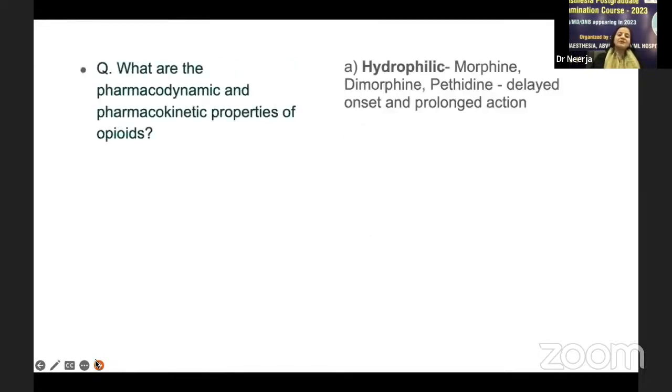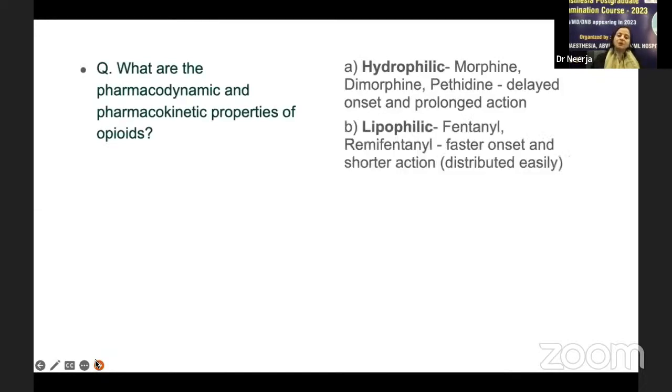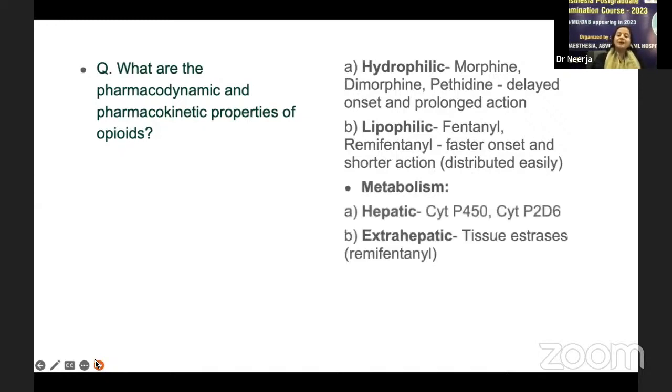As far as pharmacodynamics and pharmacokinetics is concerned, there are two types of molecules, hydrophilic and lipophilic. Lipophilic are the ones, fentanyl, remifentanil. By virtue of being lipophilic in nature, they have got faster onset and shorter duration of action. And all of them are metabolized by liver, other than remifentanil. This is another exception you should always remember, that remifentanil is metabolized by tissue esterases. So because of this, it is metabolized very rapidly, and all the unique properties that it possesses are by virtue of this property.